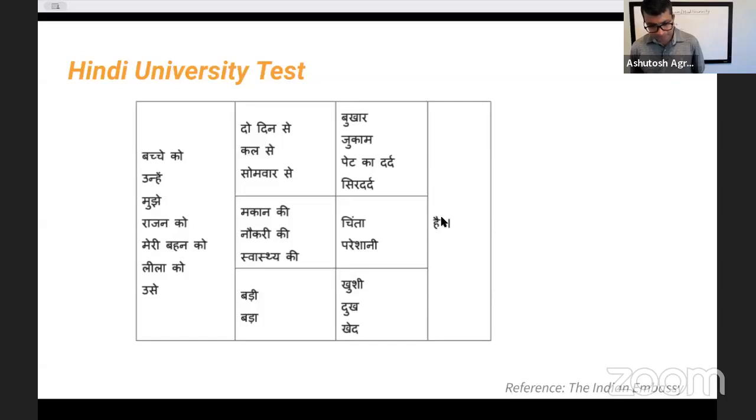Lila ko, oh wait, she already did that one. Let's see. It's okay, you can say it. Oh, okay. Lila ko naukri ki chinta hai. Lila is worried about work. And then let's see.